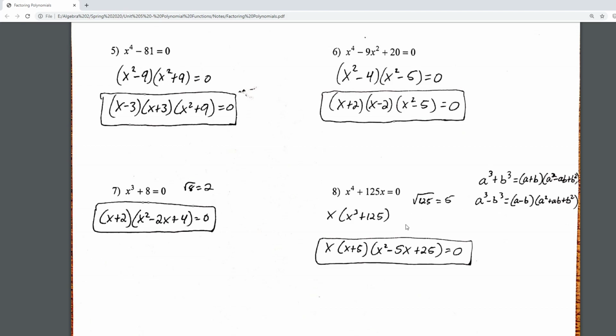So we're going to do pretty much the same thing we did for 7. x hangs on the outside, not going to do anything with that. So I can rewrite this as x plus 5, because x is a, b is 5, so I get x plus 5 times x squared minus 5x plus 25. That's using this equation over here, the sum of cubes. So if there's addition, use the sum of cubes, and if there's subtraction, use the difference of cubes. And that's pretty much it.